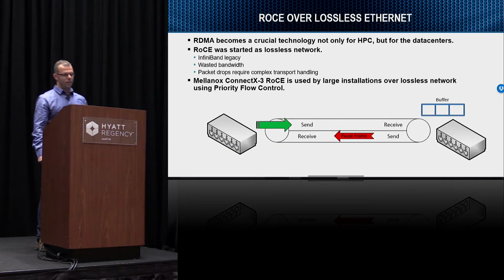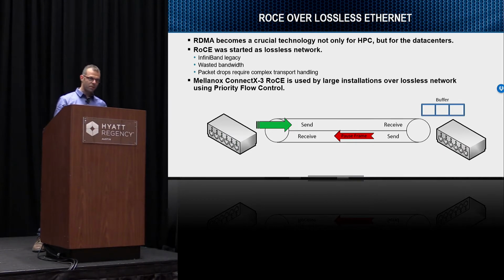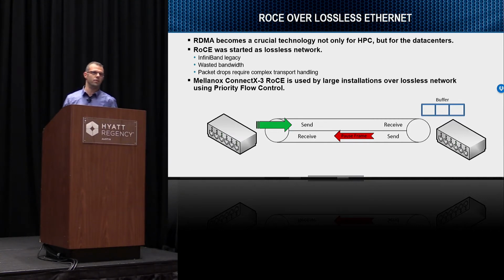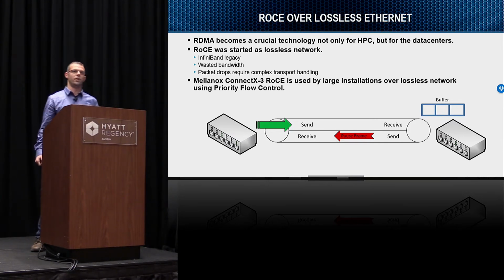Recently, RDMA has become a crucial technology, and people want to deploy it in data centers. RoCE was started as a lossless network. This is due to the InfiniBand legacy. InfiniBand assumed that the network is lossless by definition, because InfiniBand was designed for peak performance, and when we drop packets, we waste bandwidth, and we require complex handling of packet retransmission.